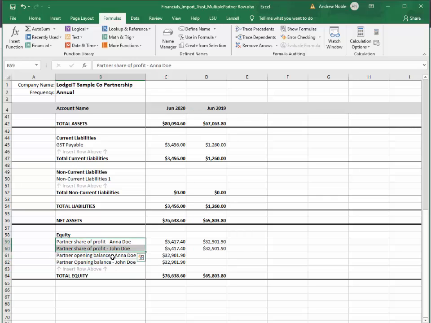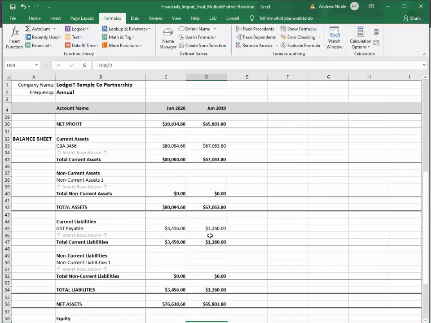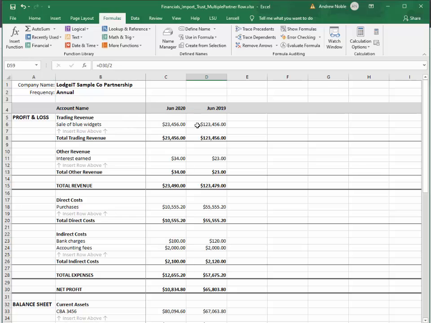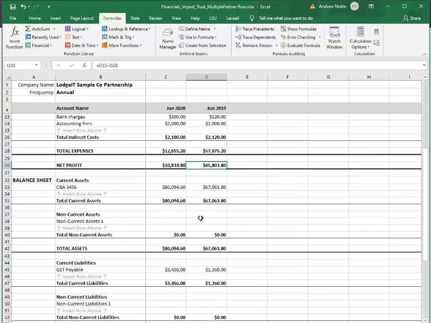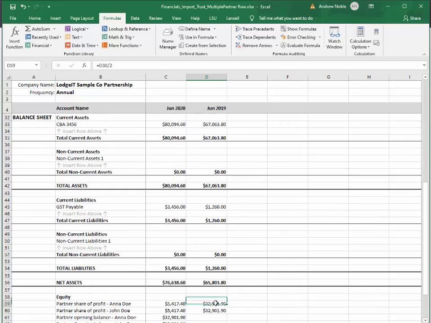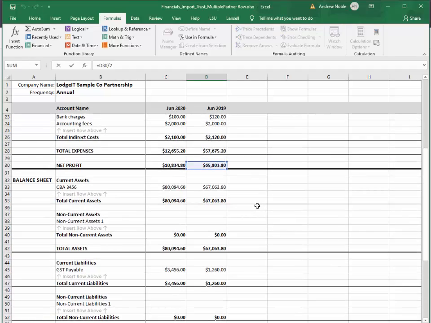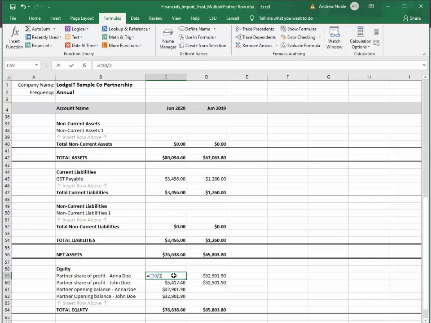So the reason that we've got some opening balances here, let me just explain. In this year, so let's have a look up here. We've got our trading revenue per year, other revenue. We've got some direct costs. We've got some indirect costs. So we've got our net profit over here, and this net profit is split 50-50 in this case with the partners. So 50-50. Okay. And the same this year, split 50-50.